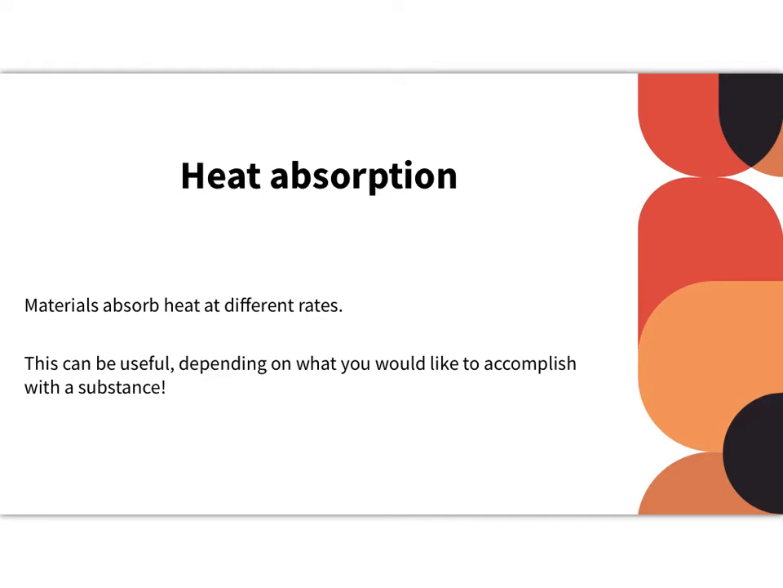So for instance, when we make a pot for cooking on the stove, we use metal because metal conducts energy or transfers energy at a very fast rate, whereas we put plastic or silicone or something on the ends of the handles because it doesn't absorb heat very well.